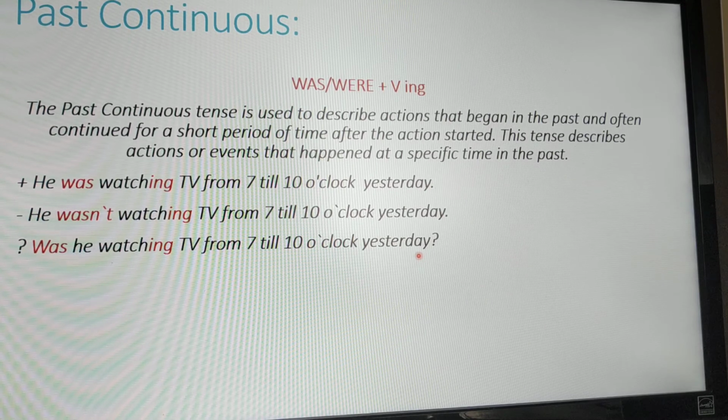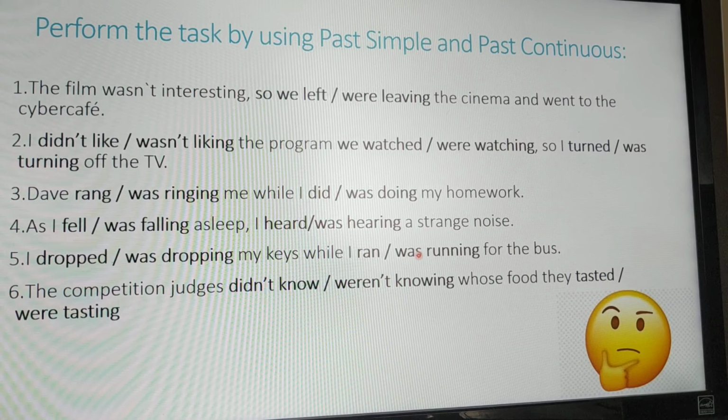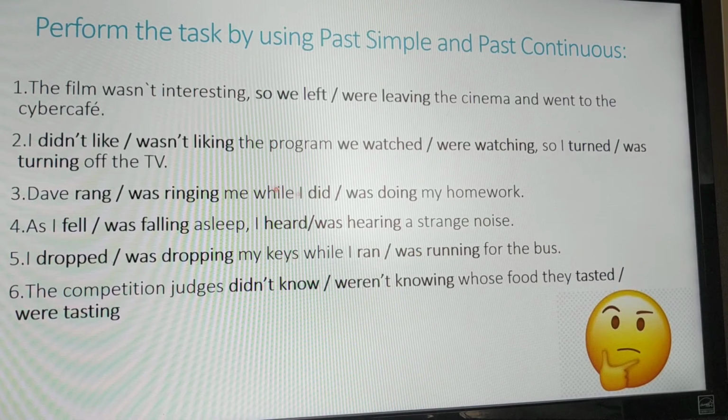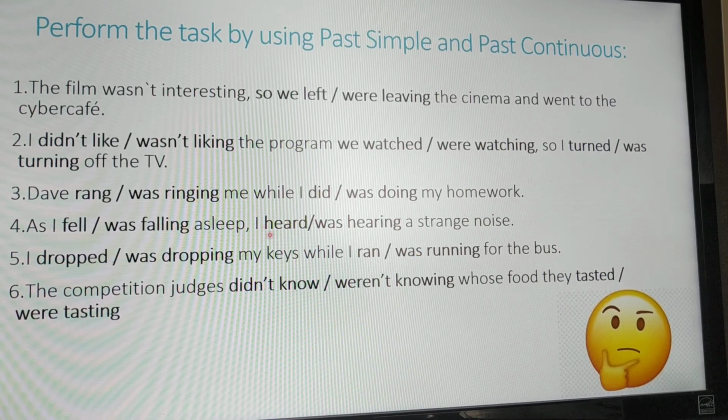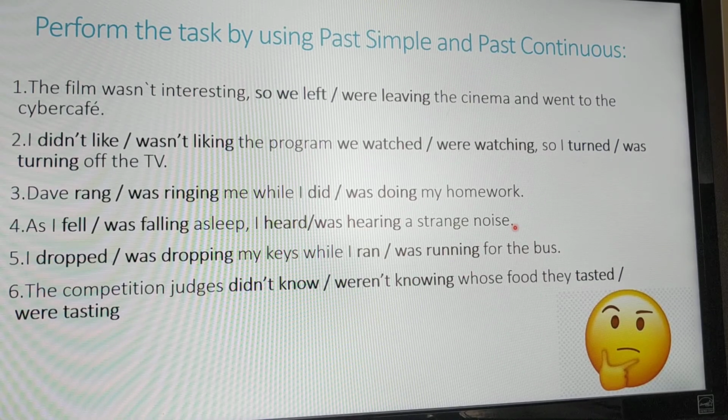So as we recalled the formation of these two tenses, we can perform the following task. You will have to choose the correct item. After that, we will check. You have 8 minutes. I would like you to ask to stop the video and to perform the task. After that, we will check it.